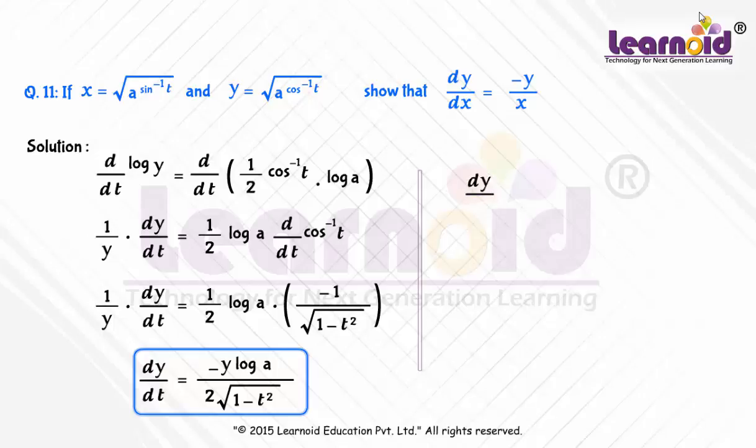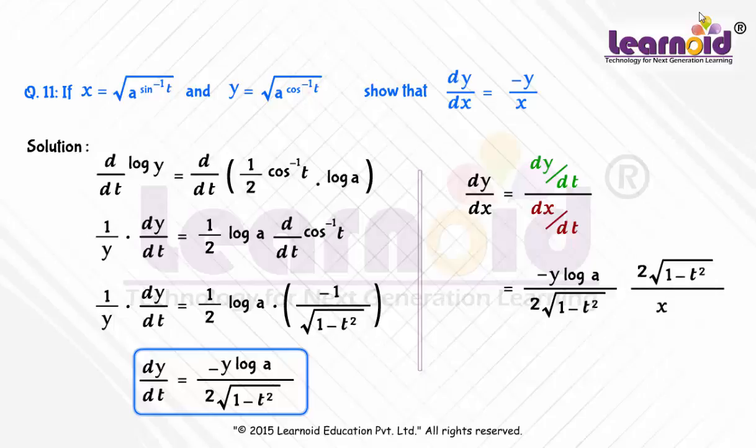Hence, dy by dx is equal to dy by dt upon dx by dt. Hence, dy by dx is equal to minus y by x.